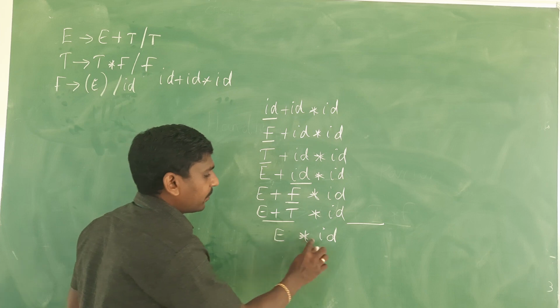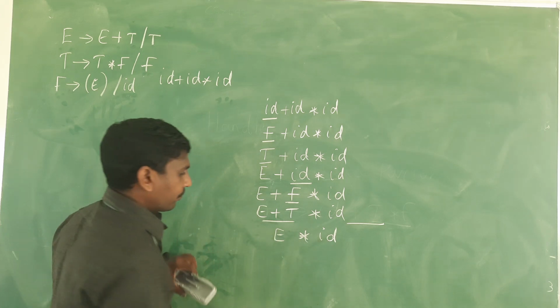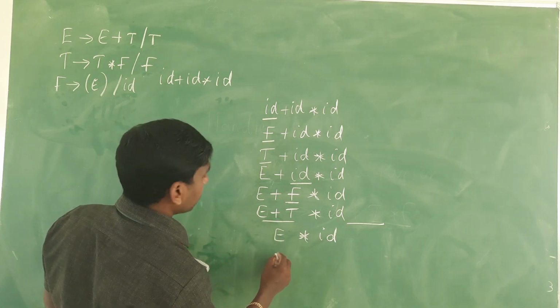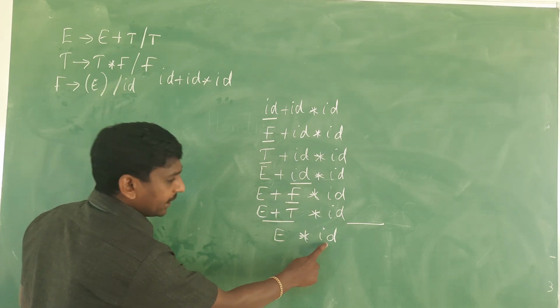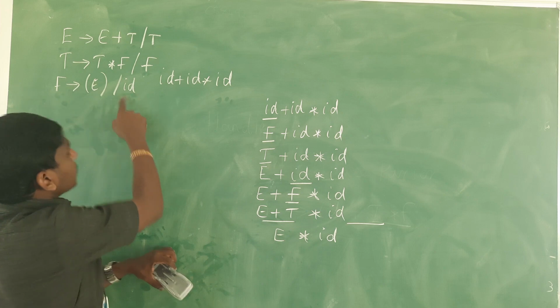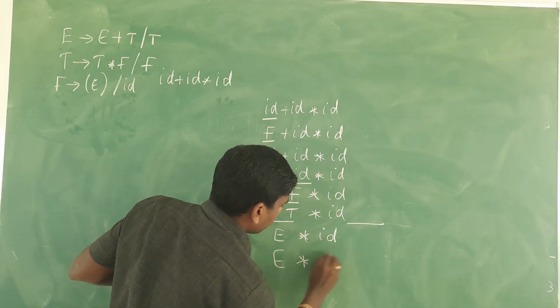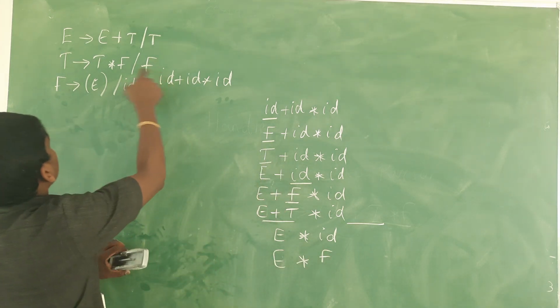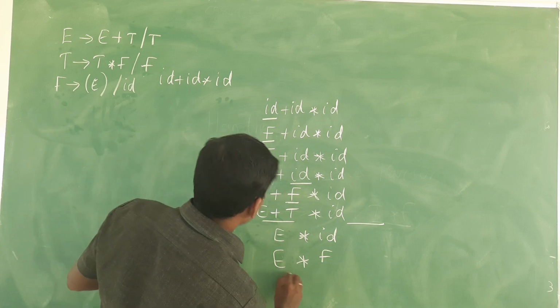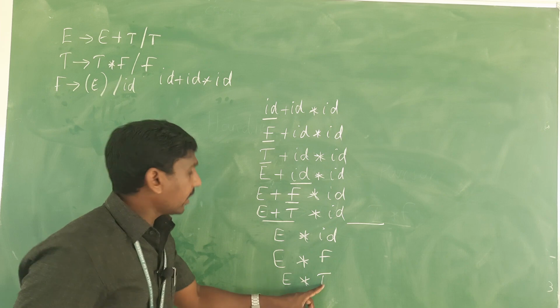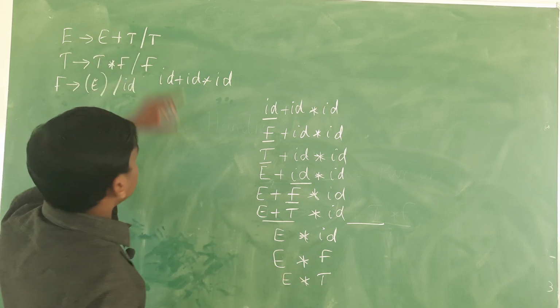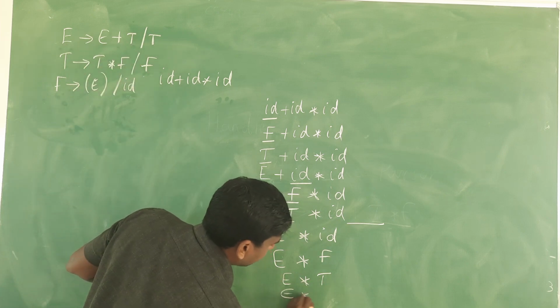Then you have to check whether E star ID has a handle. No, right, E star ID doesn't have a handle. Then you have to check whether E has a handle. No, ID has a handle. Yes. See, F tends to ID, so I write E star F. Whether F has a handle? Yes, T is there. So E star T. Whether E has a handle? No. T has a handle? Yes, E tends to T. So I can replace T with E.